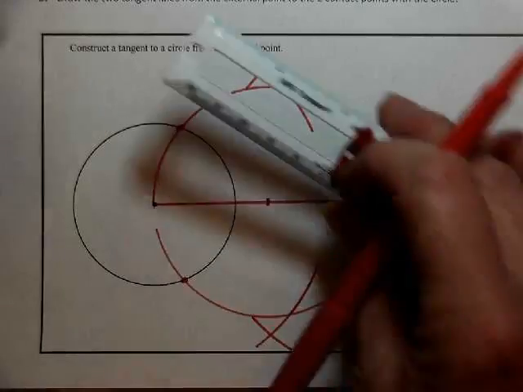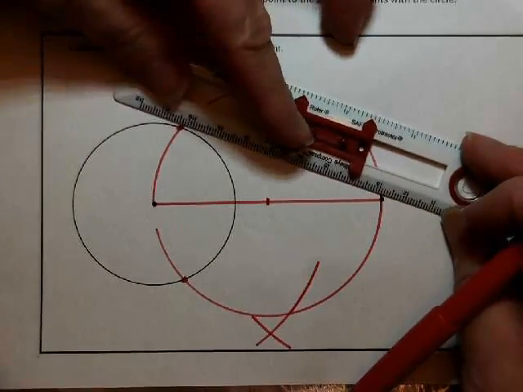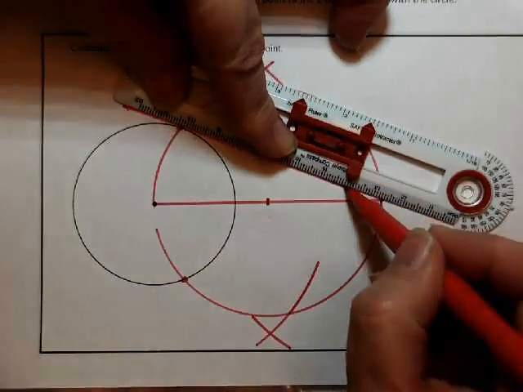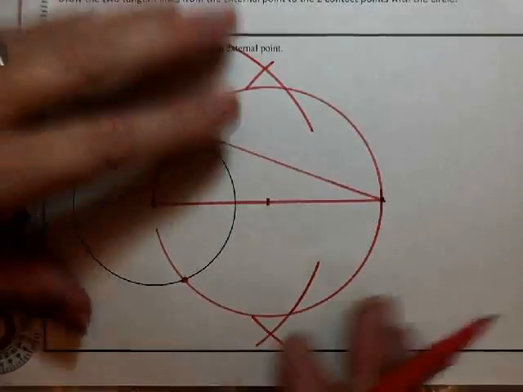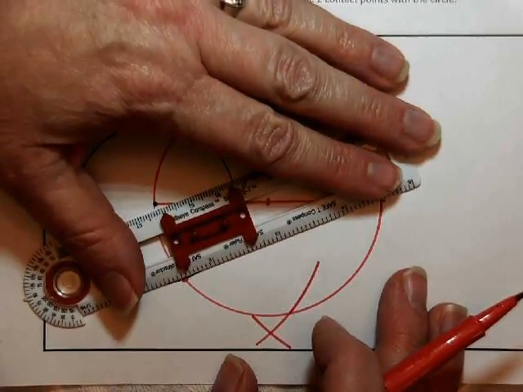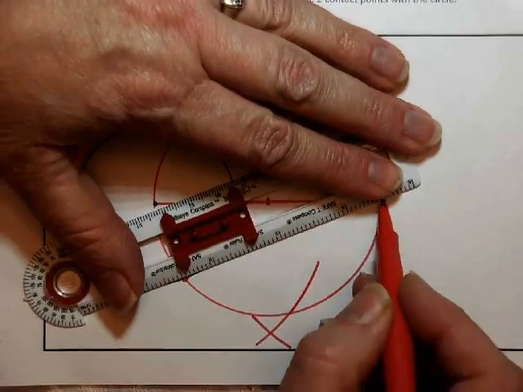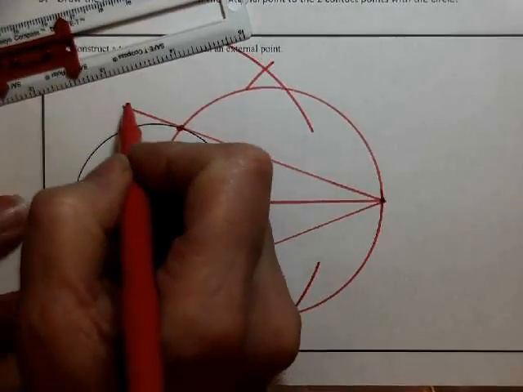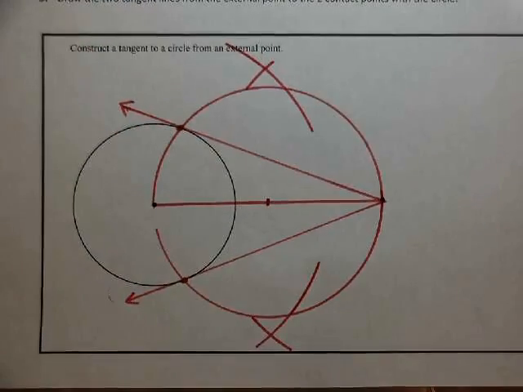So what we're going to do now is draw our two tangent lines. From this external point to this tangent point, we're going to draw this line. And from this external point down here to that tangent point down there, we're going to draw the other one. So that's one way of constructing two tangents from the same external point.